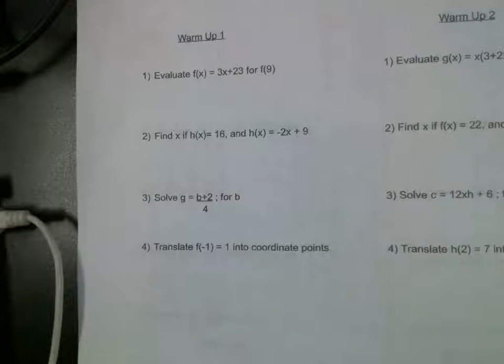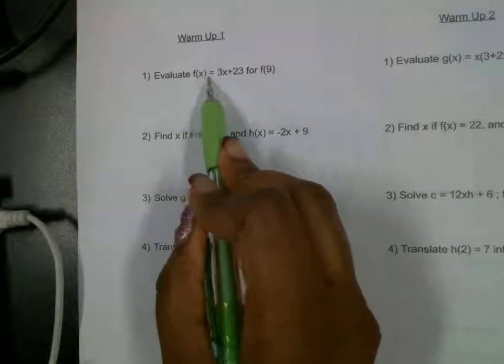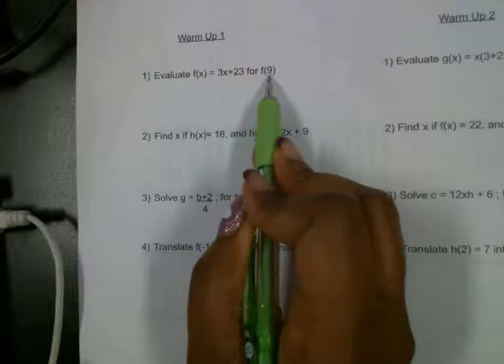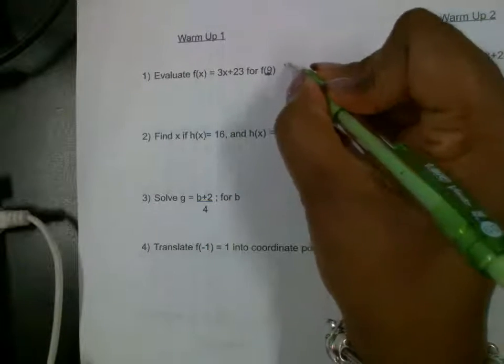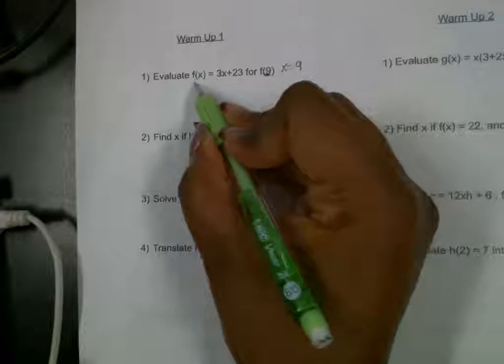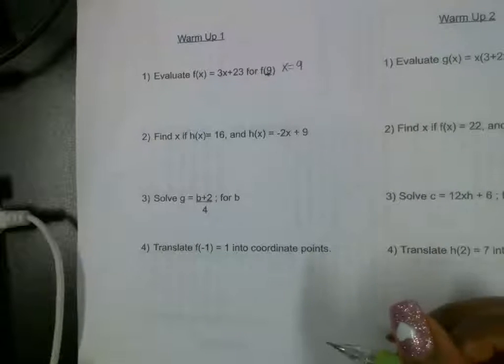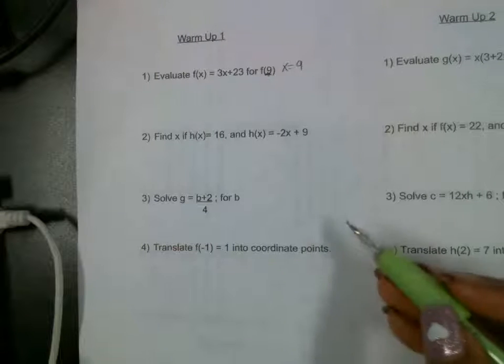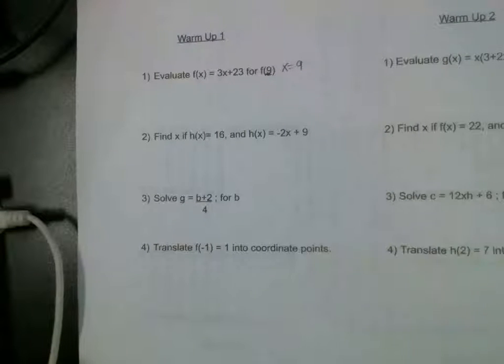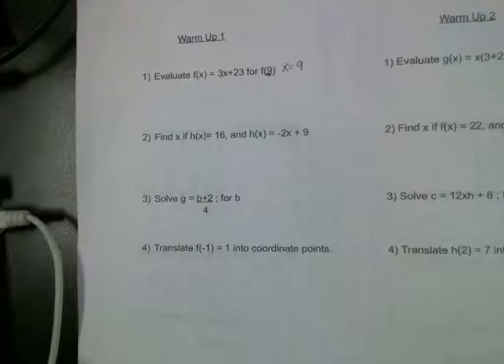Okay. With the warm up, remember this is written in function notation. The number in the parentheses is your value for x. So x here is equal to 9. And we're going to substitute this value to figure out what your f of x is. Let's go ahead and complete this. I'm going to give you a couple minutes, maybe like 4 or so minutes, to complete those.